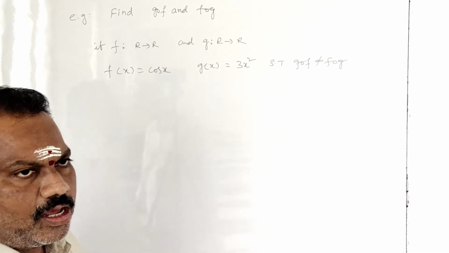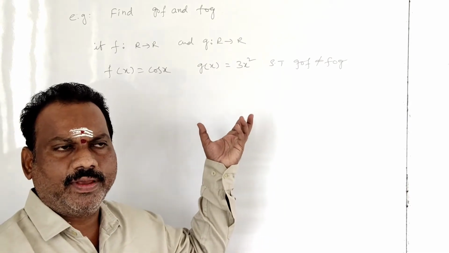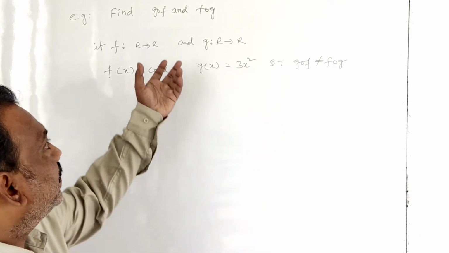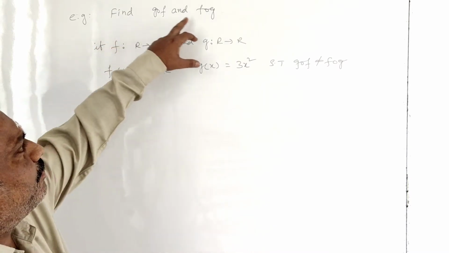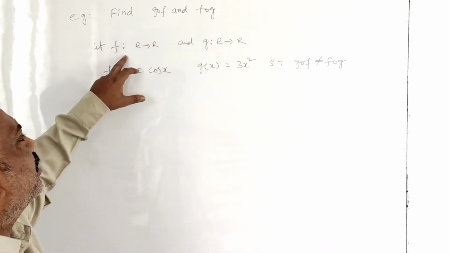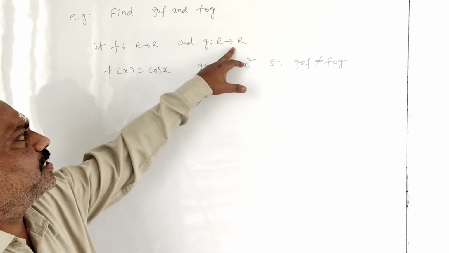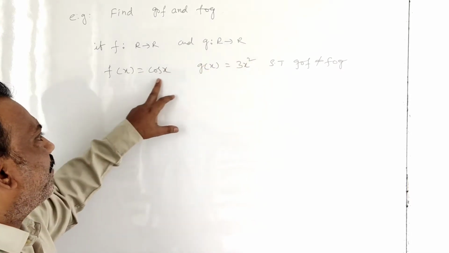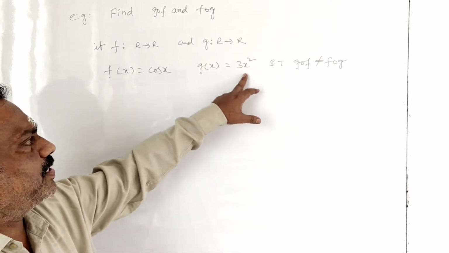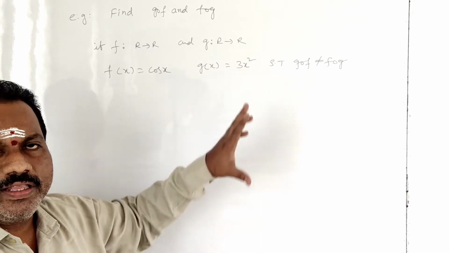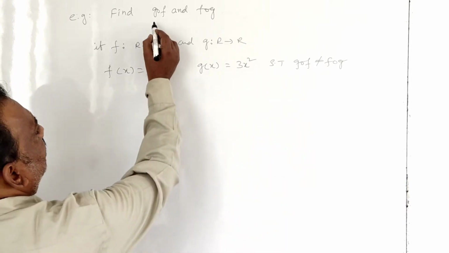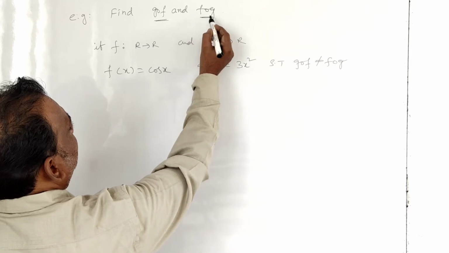Right students, so now we will solve one problem based on the composite function. Find G circle F and F circle G. F is a mapping from R to R, G is a mapping from R to R. F of x is cos x, G of x is 3x square. Whether F circle G and G circle F are possible in this case?